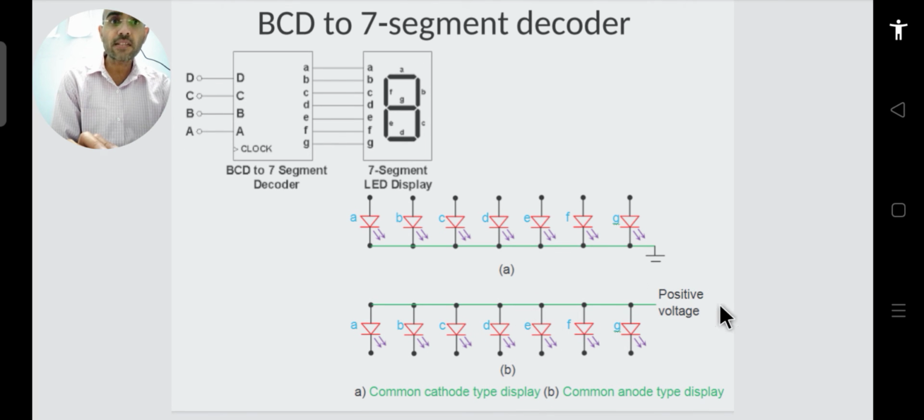This display can be of two types: a common cathode type display, or a common anode type display. In a common anode type display, the positive terminals of all the diodes are connected together, whereas the negative terminals are open. We'll see that they are connected to either of them.